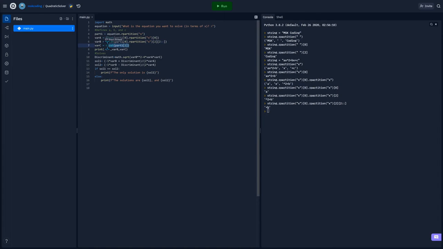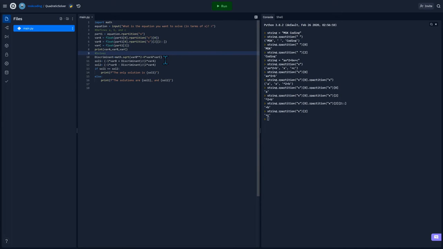Then, assigning c. It's actually the easiest one, so it's just string.rpartition of x, 2, and you get plus c. And so that's a, b, and c. Now we can print them out. And so then we solve the problem.